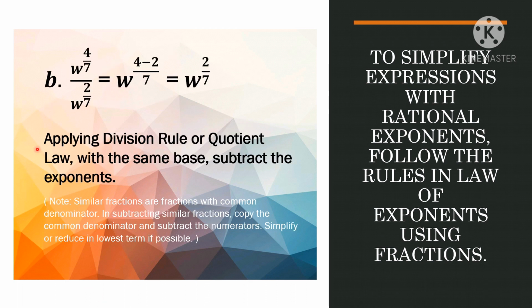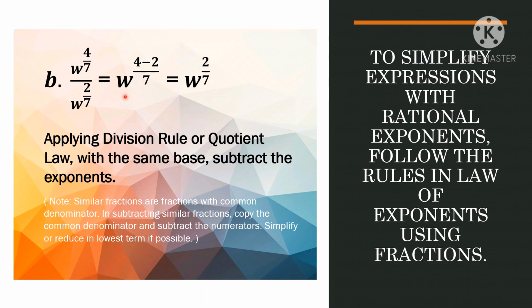Next example, we have example B. We have w raised to 4/7 divided by w raised to 2/7. So, since nagdi-divide tayo, ang gagamitin natin ay division rule or quotient law. So, applying division rule or quotient law with the same base, we just subtract the exponents. So, since ang exponents natin dito ay fractions, and the common variable, just copy the common variable which is w. So, meron tayong w dito. And then, subtract daw po ang exponents.